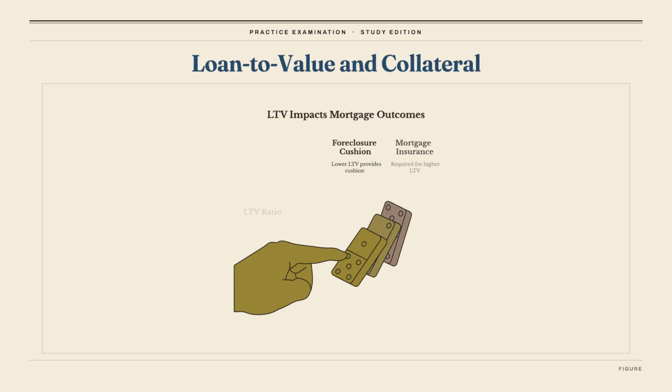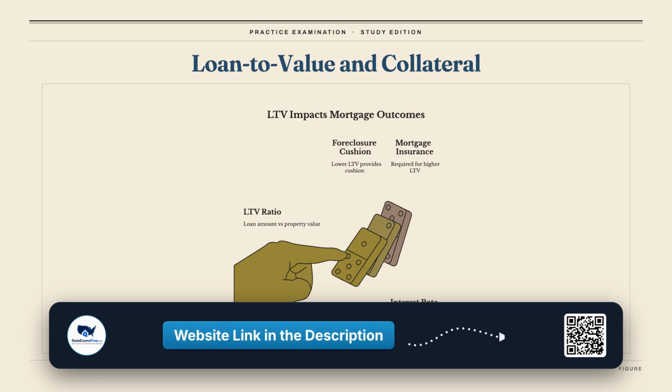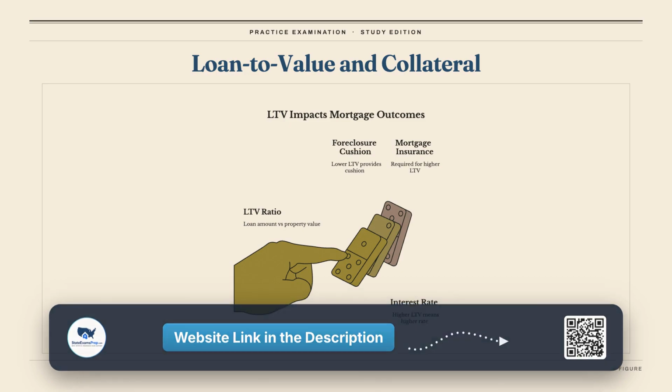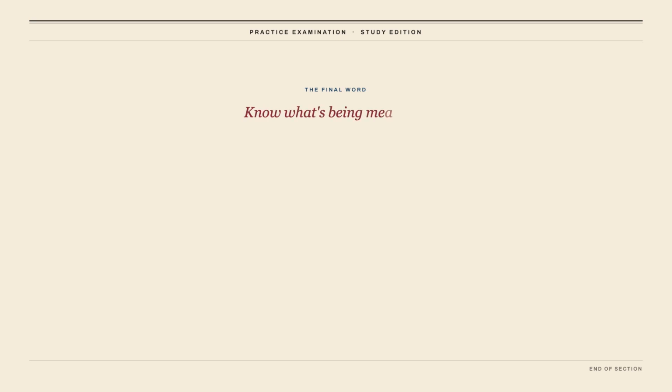Loan to value answers the collateral question instead, comparing the loan amount to the appraised value or sale price, whichever is lower. It drives entirely different decisions: whether mortgage insurance is required, what rate the borrower gets, and how much cushion the lender holds in foreclosure. A borrower with pristine debt ratios can still be declined if the property won't support the loan.